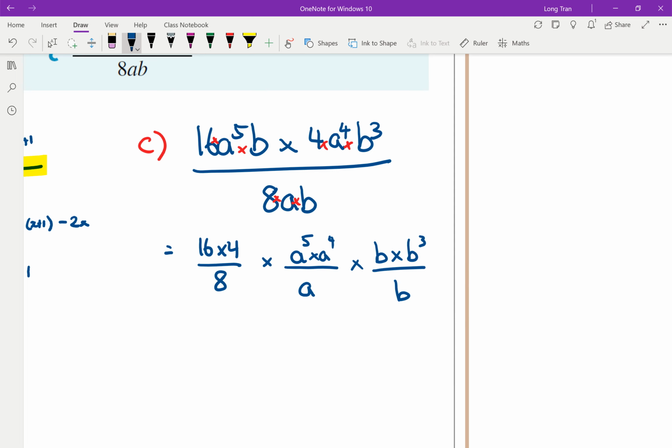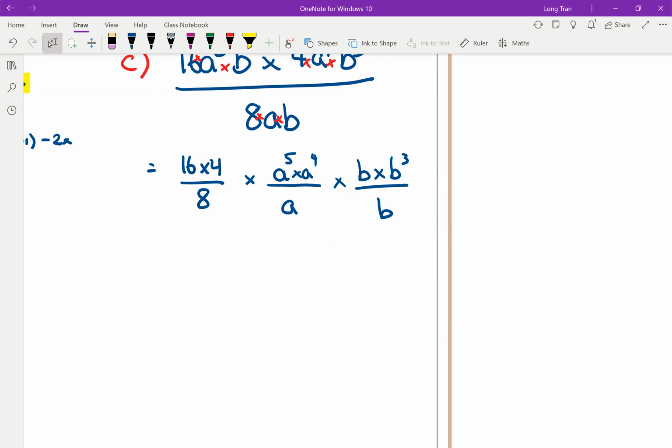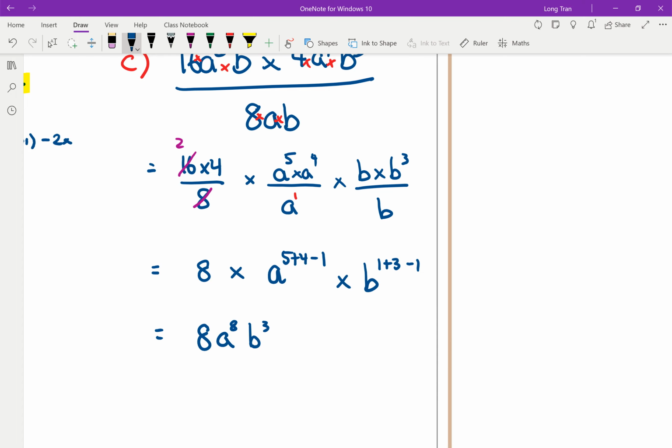See what I'm doing there? I'm keeping all the numbers, all the a's and all the b's together. So here we can cross simplify, 16 divided by 8 is 2, 2 times 4 is 8. So I've got 8 multiplied, and here we can work it out as a to the power of 5 plus 4, but minus 1. That's because the power here is 1. And then multiplied to b to the power of 1 plus 3, take away 1. Okay? And that now gives me my final answer as 8a^8 b to the power of 3.